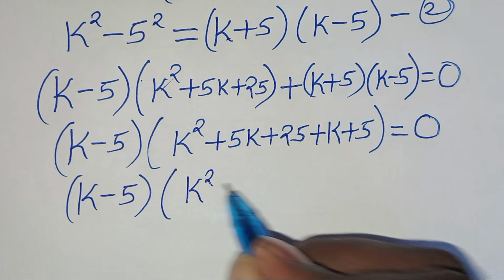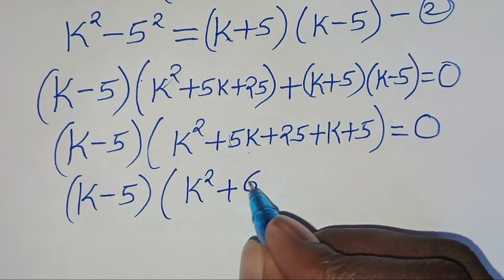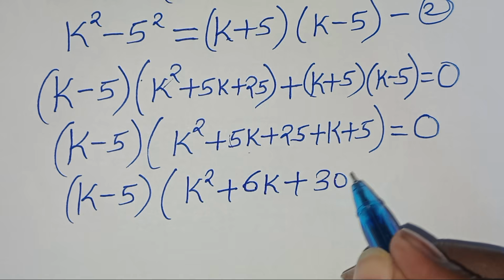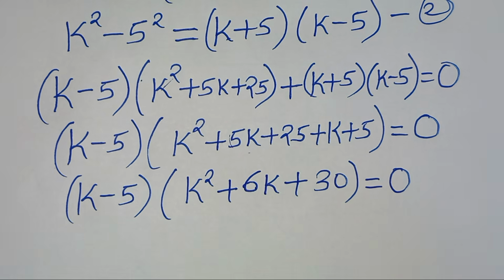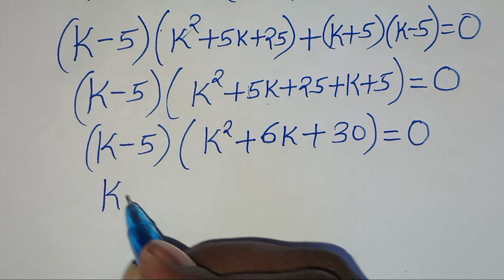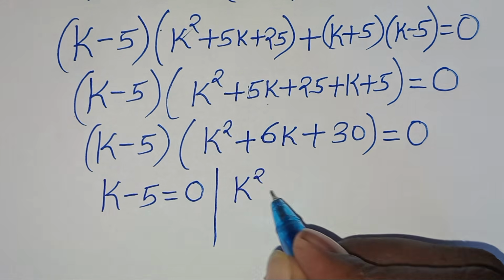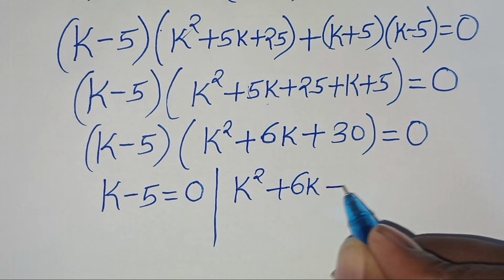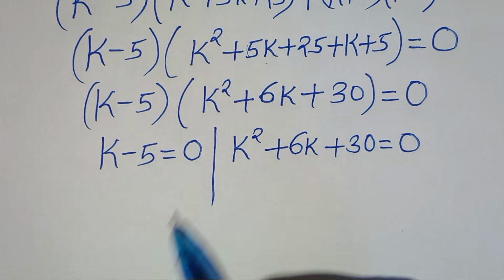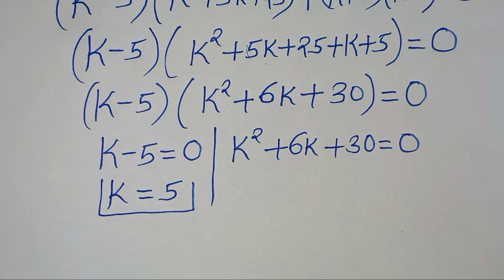Now k squared plus 5k plus k, this is the same thing as 6k, then plus 25 plus 5, this is 30, and this is equal to 0. So we have got two parts here. We have k subtract 5 equal to 0, then we have k to the power of 2 plus 6k plus 30 equal to 0. From the first part here, we have k is equal to 5.